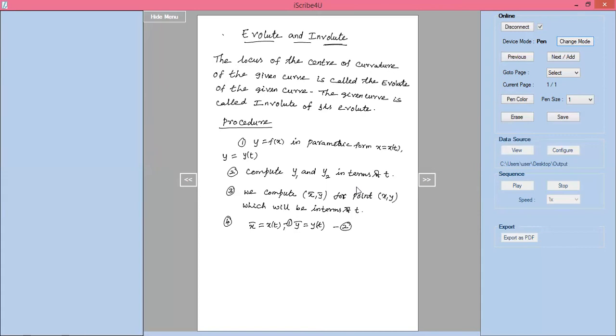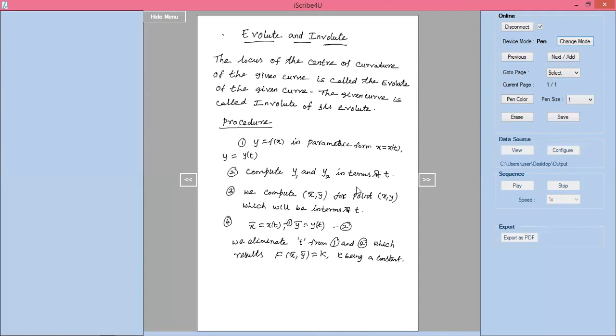Already we know that. We eliminate t from equation 1 and equation 2, which results in f of x bar comma y bar equal to k, k being a constant.